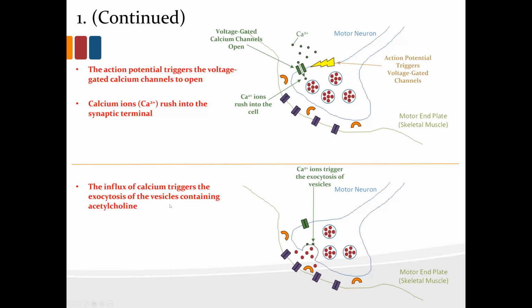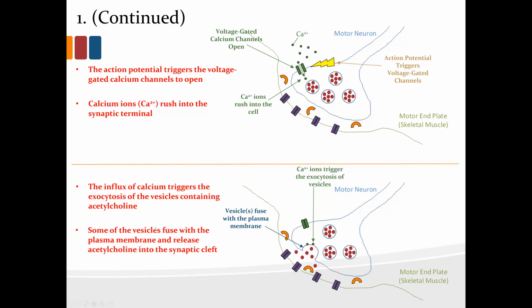So those calcium ions are going to float over and they're going to attach to receptors on the vesicles that contain the neurotransmitter. And when the calcium ions attach to these proteins on the vesicles, they trigger the exocytosis of the vesicles. So the influx of calcium into the synaptic terminal triggers the exocytosis of those vesicles containing acetylcholine. So as part of the process of exocytosis, which again we covered in chapter 3, the vesicles fuse with the plasma membrane, right? And then they're going to release the acetylcholine into the synaptic cleft.